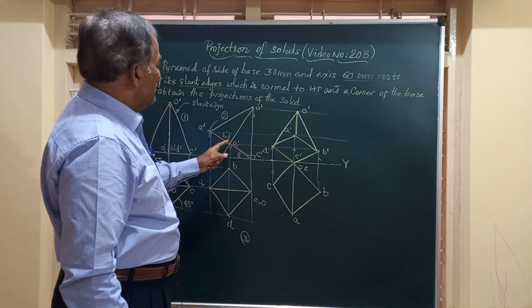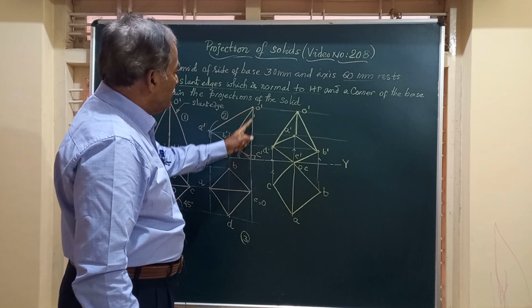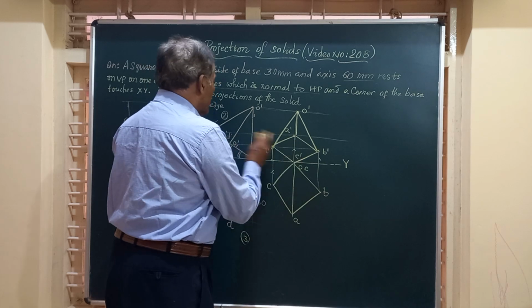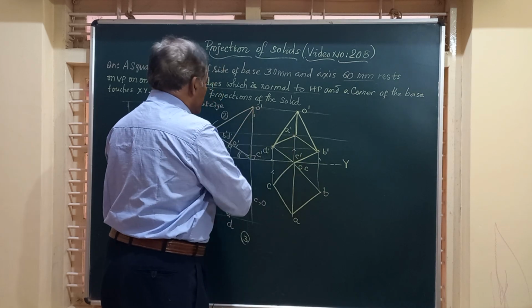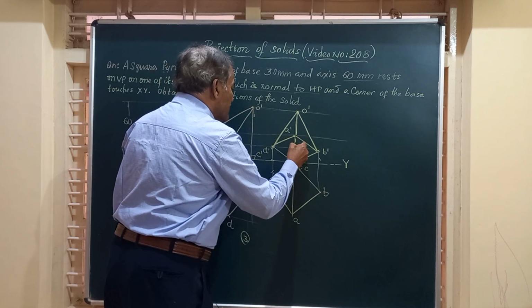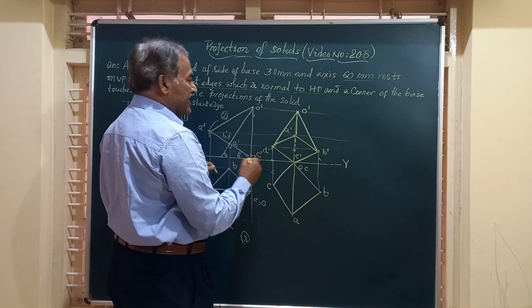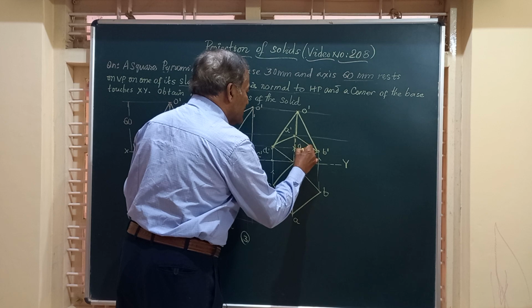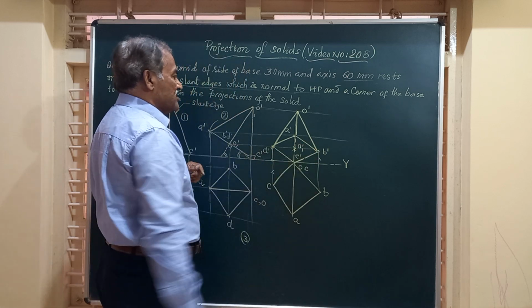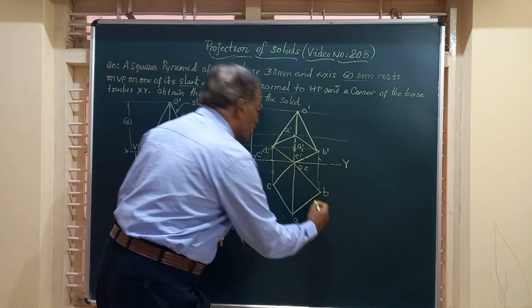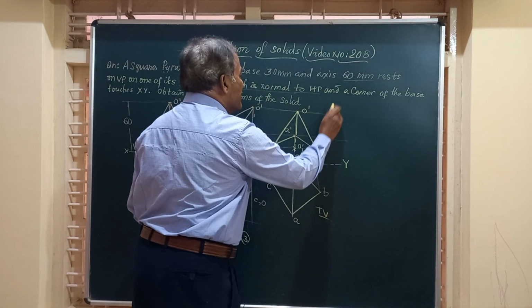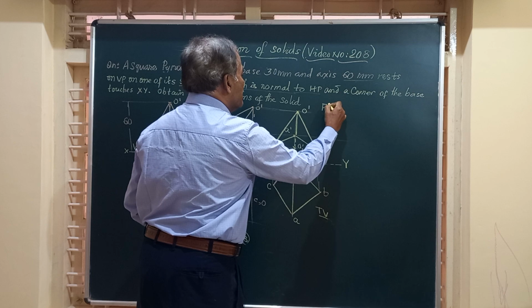Friends, here the small portion of OC is not visible because it is covered by this edge OA. So this is going to be a dotted line for this part, and this is our O1 dash, the center of the base. Friends, the figure you have got here is the top view, and this is the front view of the pyramid.